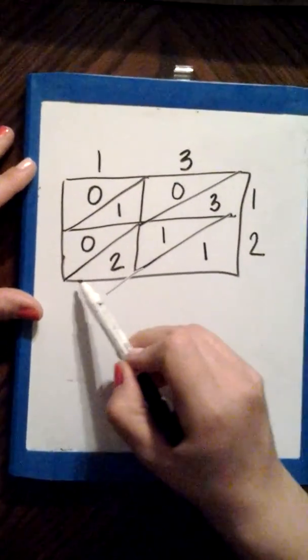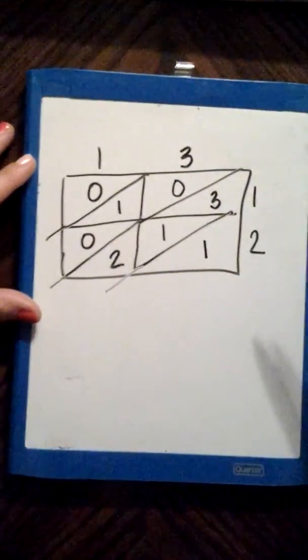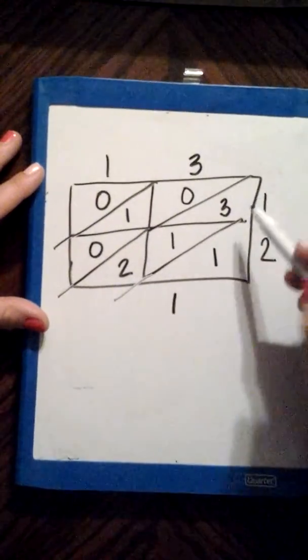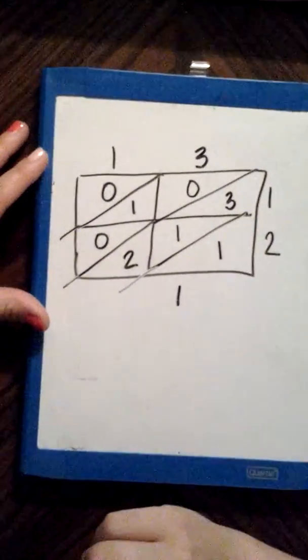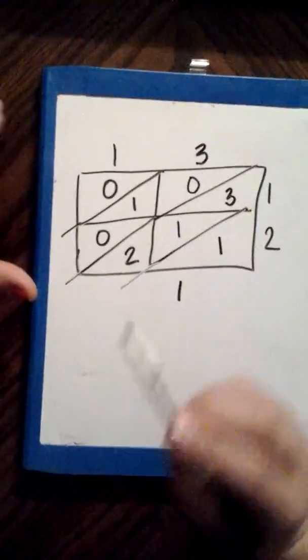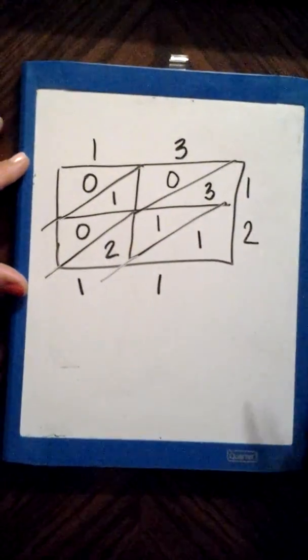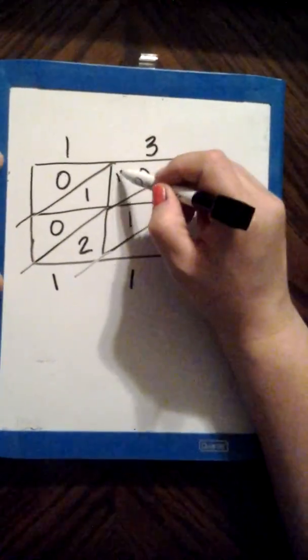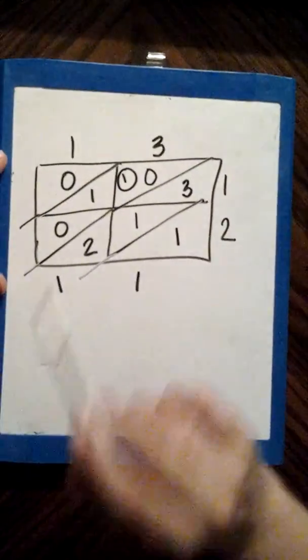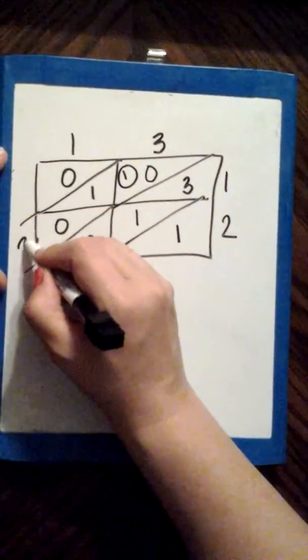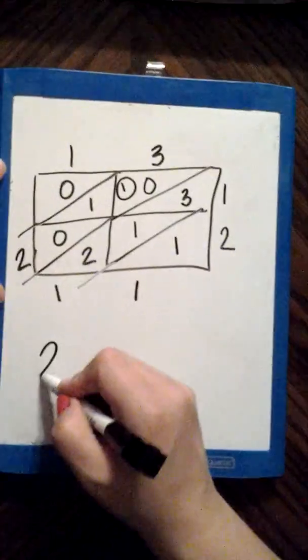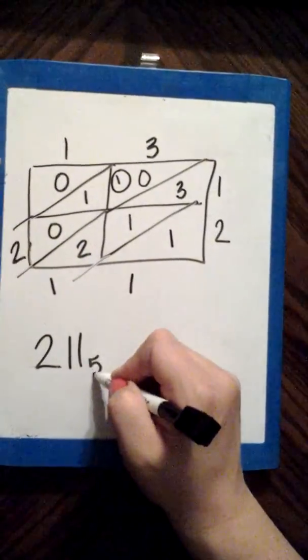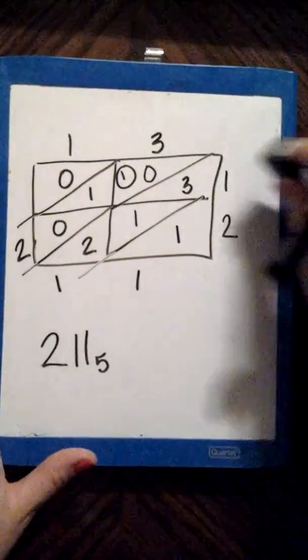And now I'm going to extend these out a little bit and we're going to add. We have our 1. 3 plus 1 plus 2 is 6. So again we have 1 unit, and I'm going to carry my long over into this column. So 1 plus 1 is 2. So again, we're left with 211 in the base of 5.